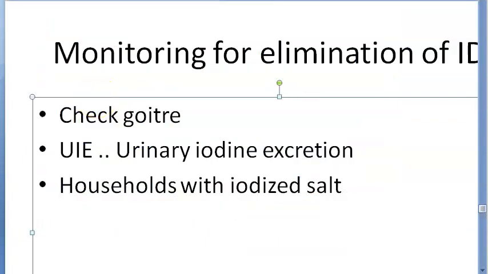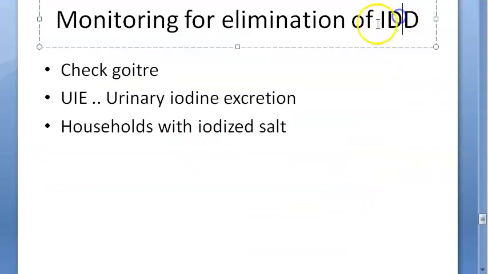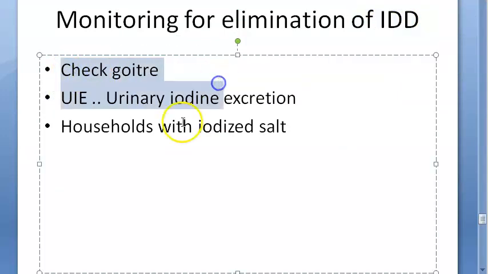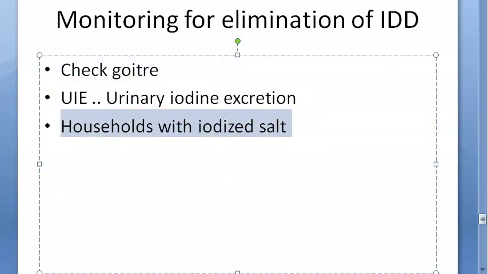And how will you monitor for the elimination of these iodine deficiency disorders? You will check for goiter. Urinary excretion of iodine, very important. They're mentioning that so many times, especially in pregnant women, you can check this. If they have hypothyroidism, then the fetus will go into hypothyroidism, cretinism, etc. So it is very important to check this, and you can check neonates with hypothyroidism. Also check how iodized salt is being used in households.